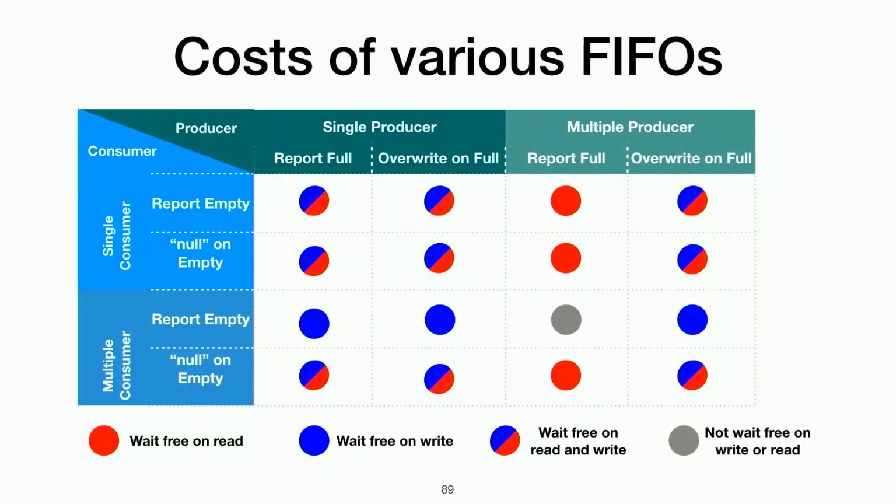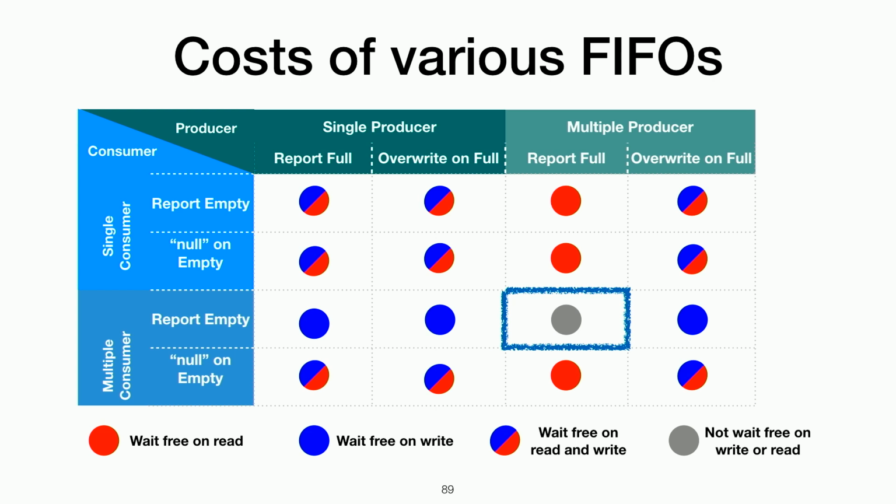And I'm asking you all of these questions not because it's fun, but because all of these various FIFOs come with different costs. We saw the single producer, single consumer FIFO before, which I said is wait-free on both push and pop. The example with the sensors just now is only wait-free on a read, right? Because you have multiple producers writing into that, and they want to report when it's full.